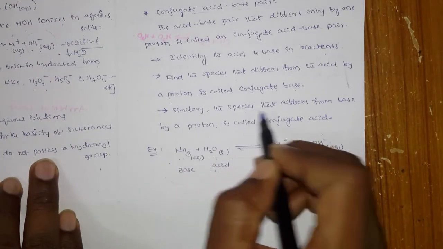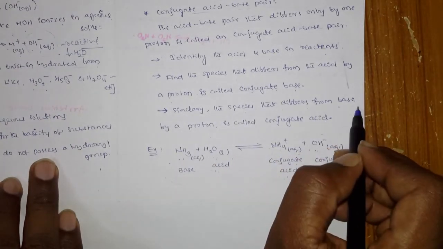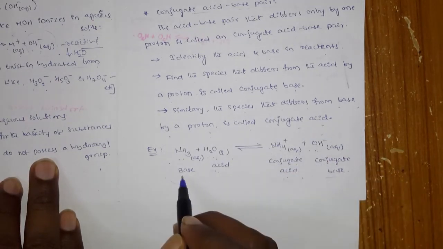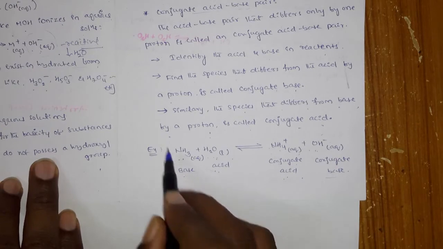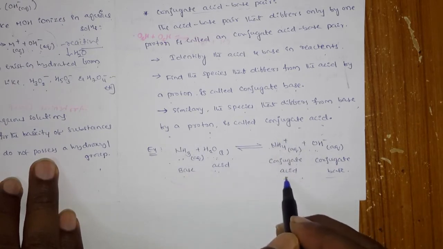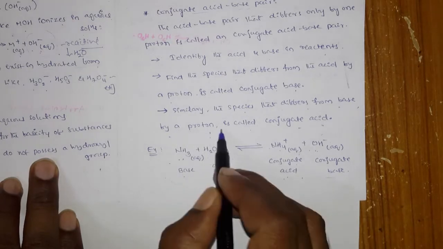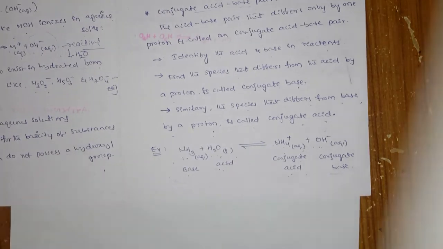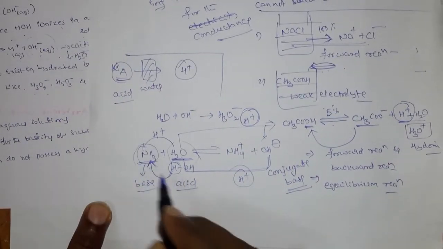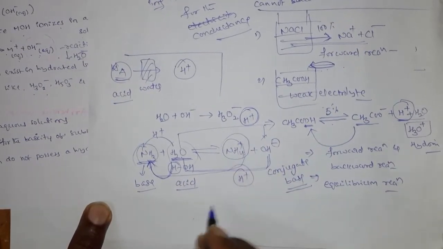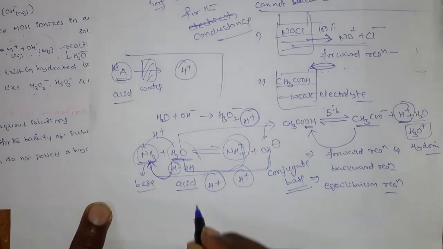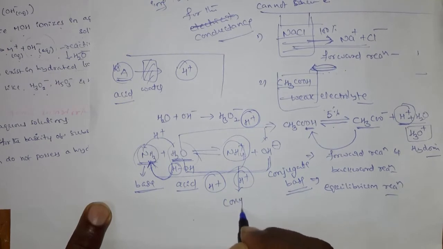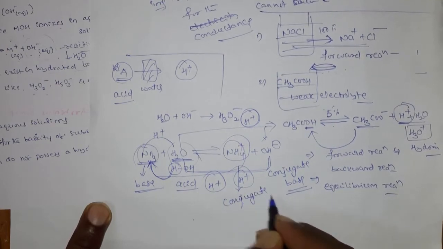Similarly, the species that differs from the base by a proton is called a conjugate acid. So first you have to find out the base, and then see which species differs by a proton. Ammonia NH3 and NH4 plus differ by the H plus ion, a proton, so if it is a base, then you have to call this a conjugate acid.